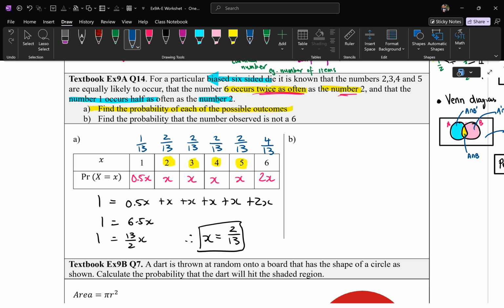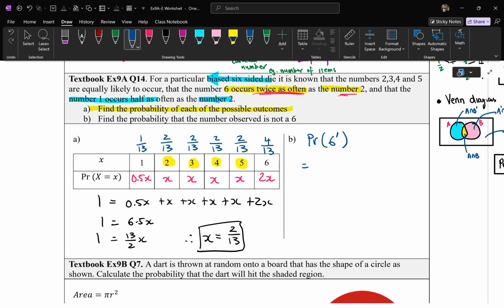Part B, find the probability that the number observed is not a 6. They're saying find the probability of not 6. See my notation? P, probability, event is 6 but with a dash because it's a complementary event. How do you find the probability of not getting a 6? There's 2 ways to do it.